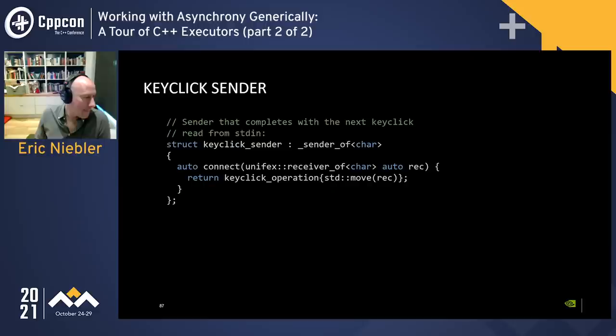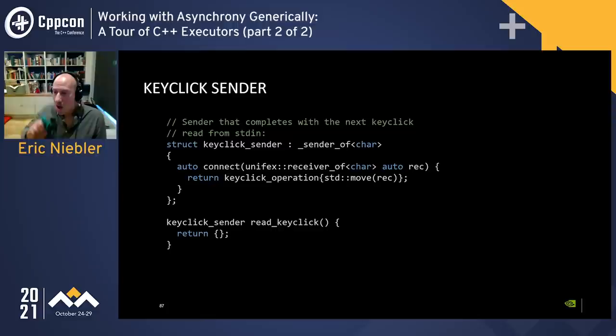Okay. Now here's the sender. Sender has a connect function, and the connect function is expecting to be passed a receiver that accepts characters. Okay, that's what this syntax means. And it just returns a key click operation, which wraps that receiver. And that's all. We have a read key click function that just returns one of these key click senders. It's an asynchronous API, so it returns a sender, this unit of lazy asynchronous work.